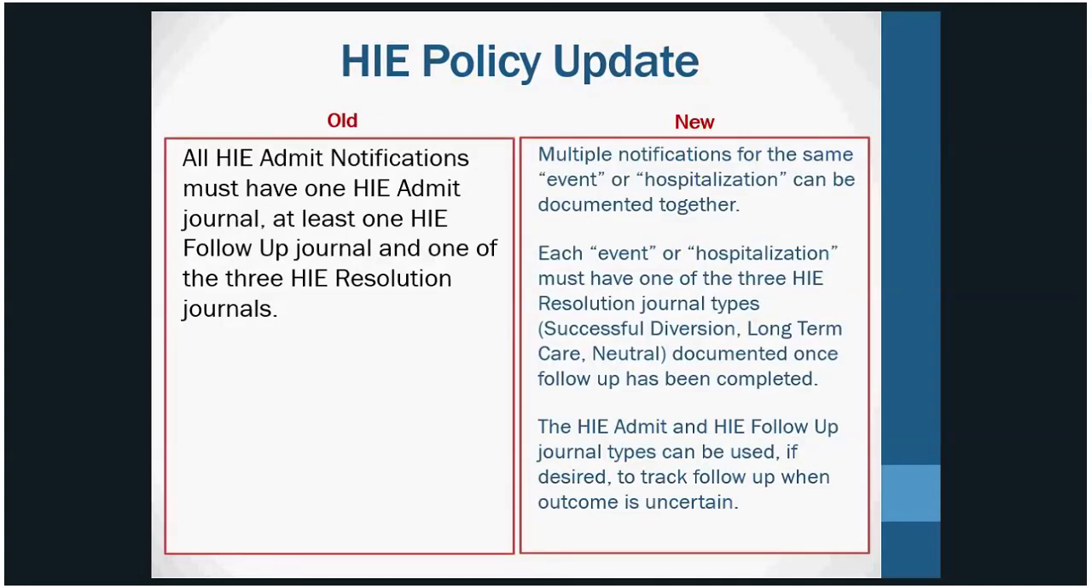So for the next HIE policy update, the policy used to say that all HIE admit notifications must have one HIE admit, at least one follow-up, and one of the 3 HIE resolution journals. That has been changed to what you see there on the right. Multiple notifications for the same event or hospitalization can be documented together. Each event or hospitalization must have one of the 3 HIE resolution journal types. So we need to see documentation of successful diversion, long-term care, or neutral once your follow-up has been completed.